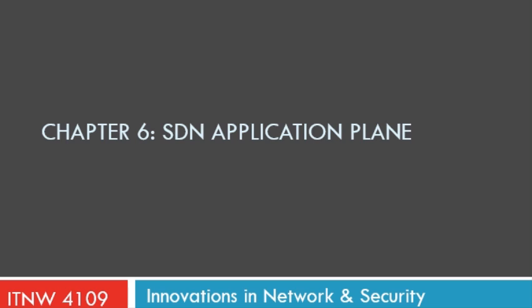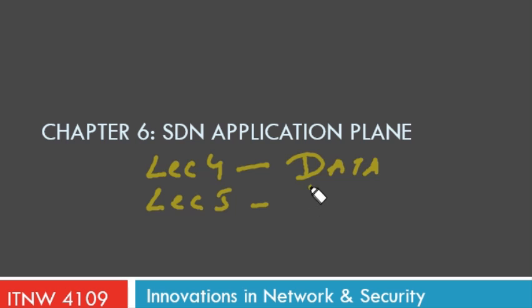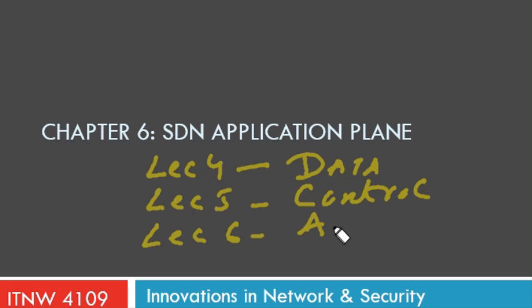So students, today we are going to cover chapter number 6, which is about the application plane of SDN architecture. We already discussed each plane in the past. In lecture number 4, we discussed the data plane in detail. Then in lecture number 5, we discussed the control plane. And now in lecture 6, we are going to discuss the application plane of SDN architecture.